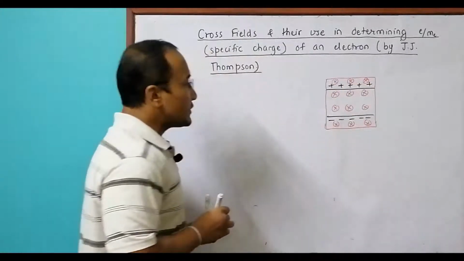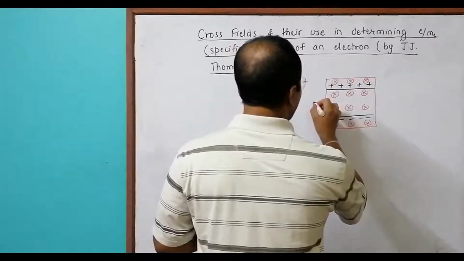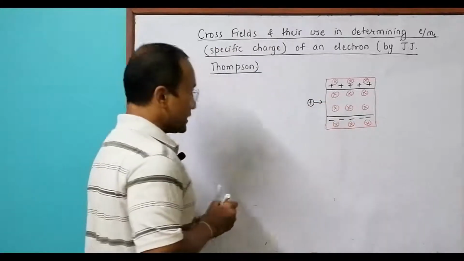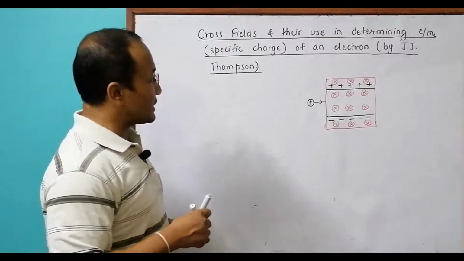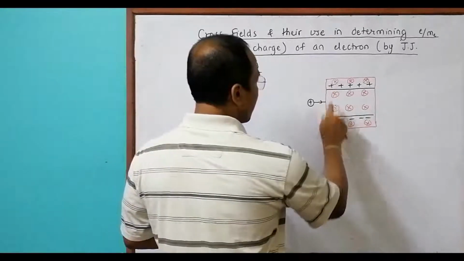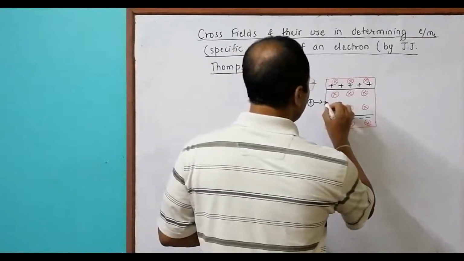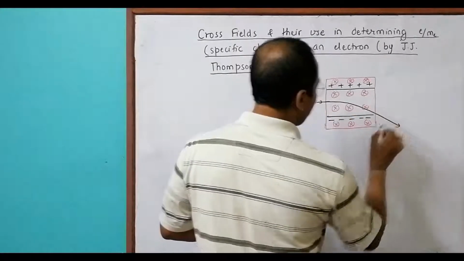Now if a positive charged particle enters here from the left, what happens is the electric field will try to deflect it downward. It's because this positive is repelled by this and attracted by this negative. So that's why it is carried downward by the electric field.